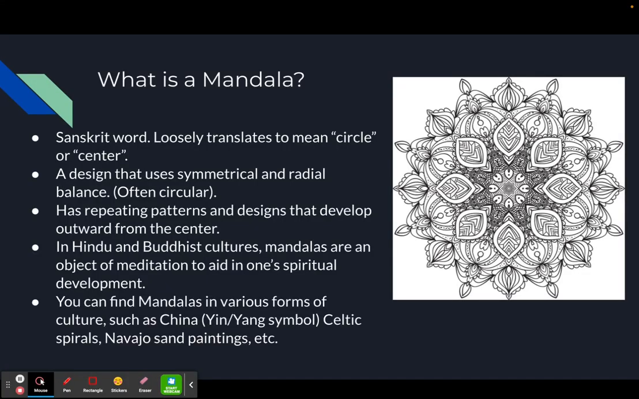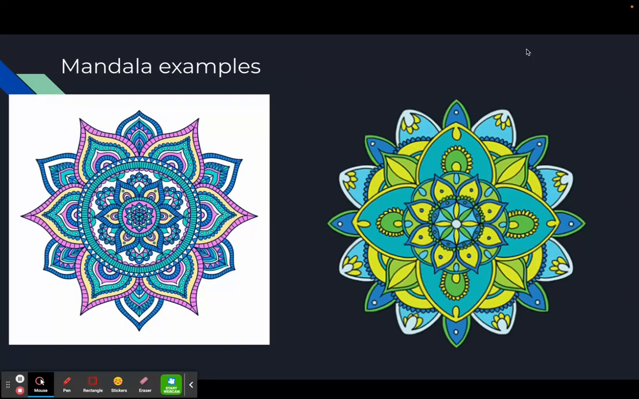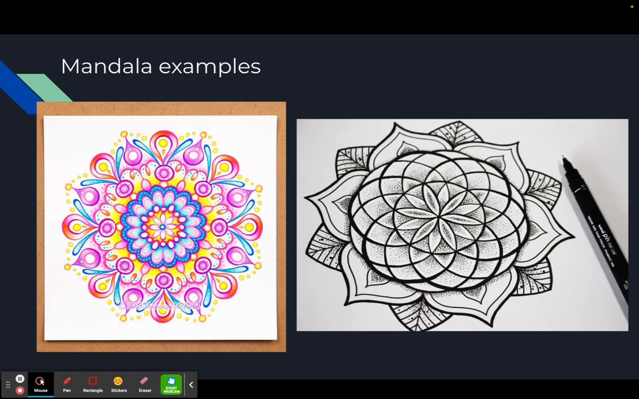And you can find mandalas in various forms of culture. Think of the yin-yang symbol that we can find in China. Celtic spirals and Navajo sand paintings are also very similar to mandala designs. So these are some mandala examples if they were drawn and colored. And these are some more examples.